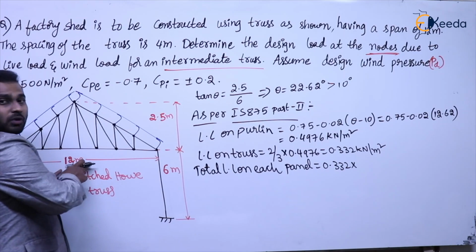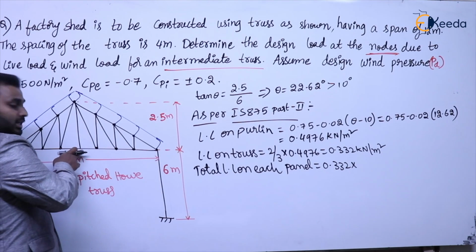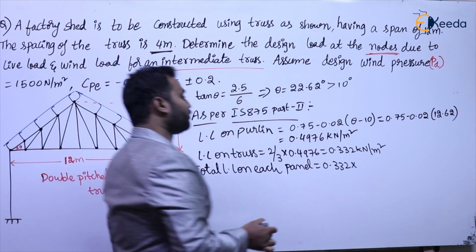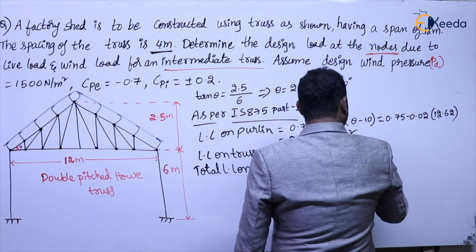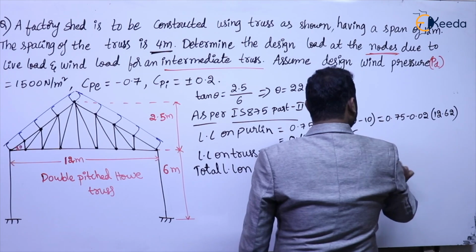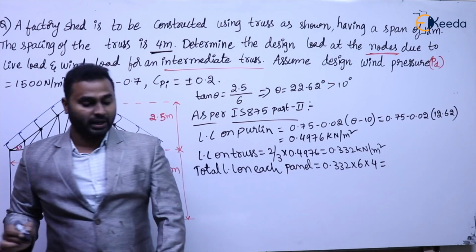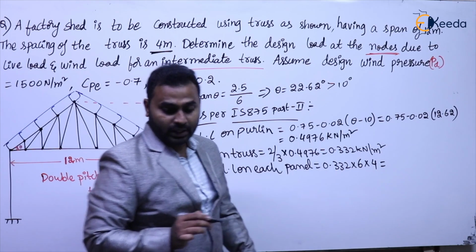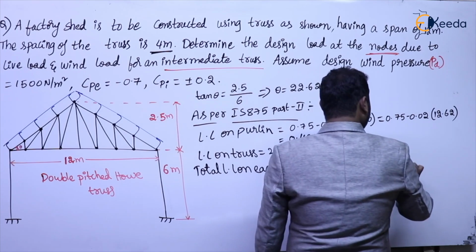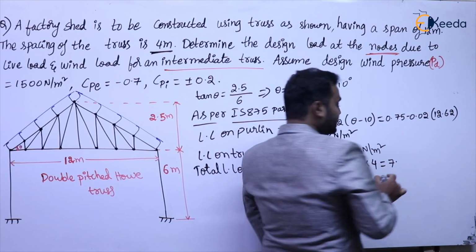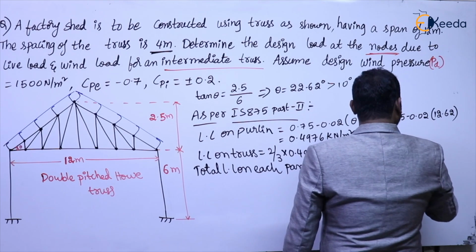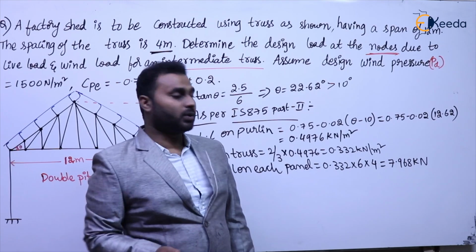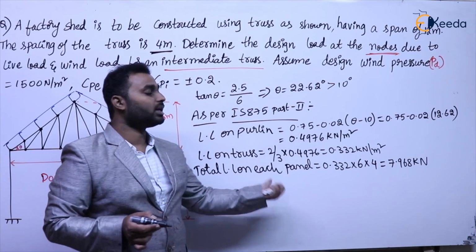So total span is 12 meter. Now half of it is 6, and spacing of the truss is how much? 4. So now 6 into 4. 0.332 into 6 into 4 will give the total live load on each panel. That comes out to be 7.968 kilonewton. So this is the total live load on each panel.